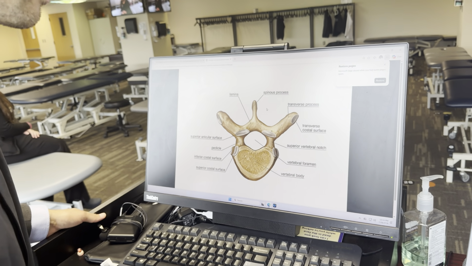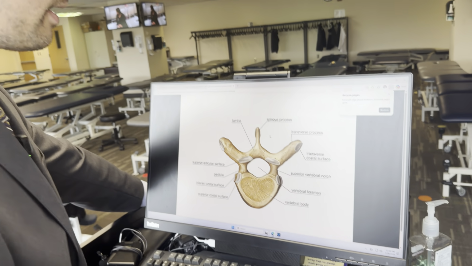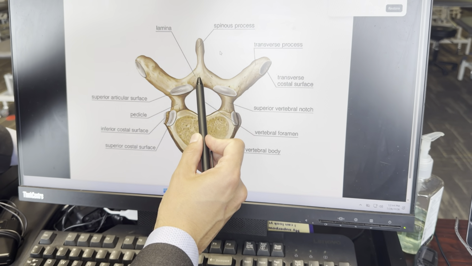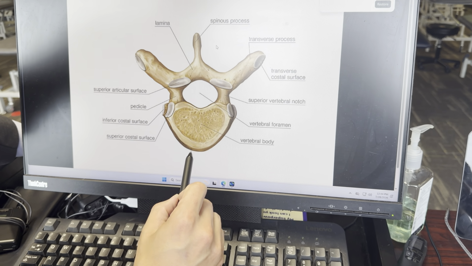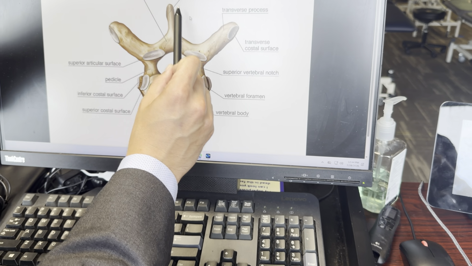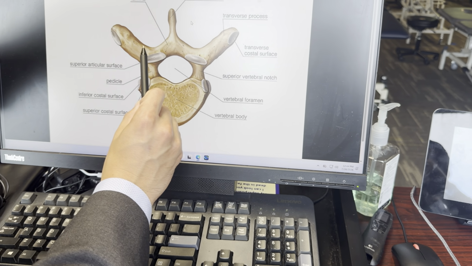So we're going to talk about some thoracic vertebral anatomy. The main one you have to really know is the spinous process. Pretty obvious, coming right out the posterior side. Remember, this is anterior, posterior, and you're going to be palpating spinous processes and transverse processes on both sides.